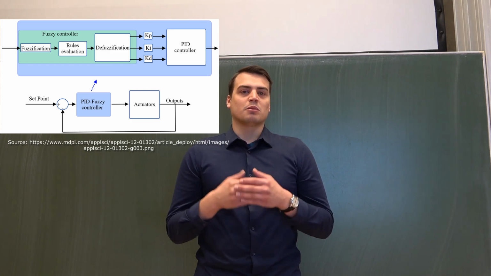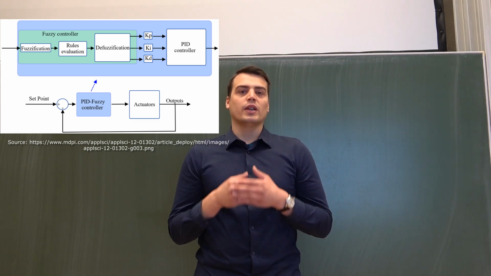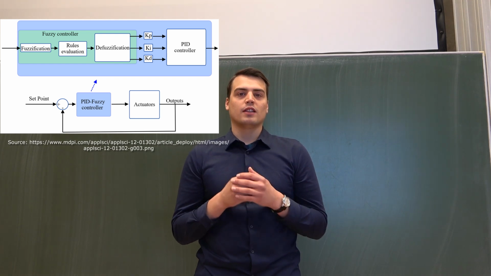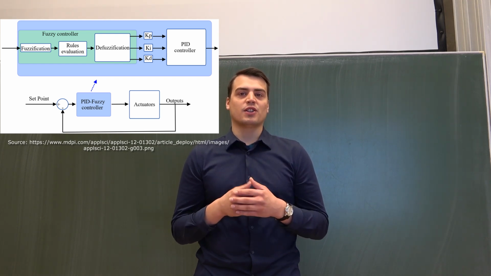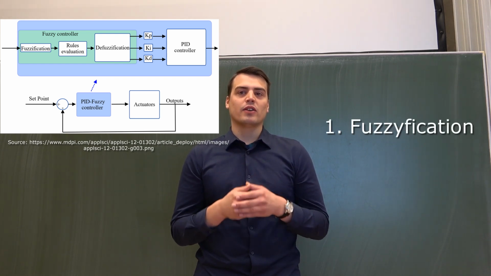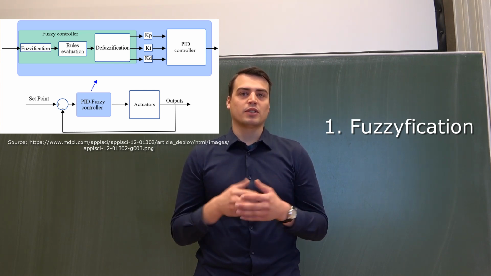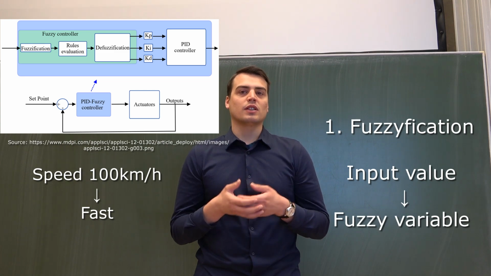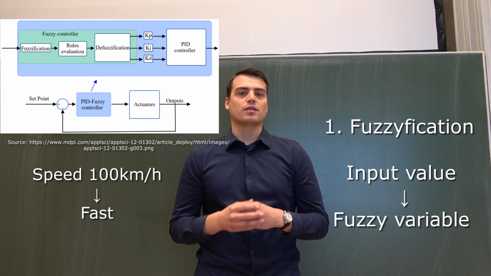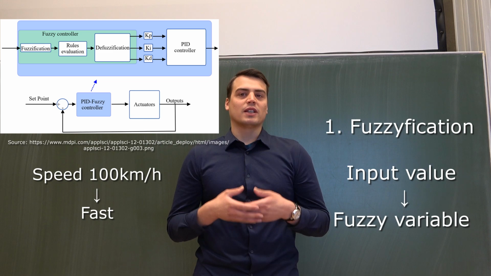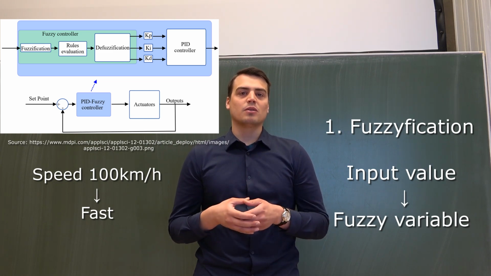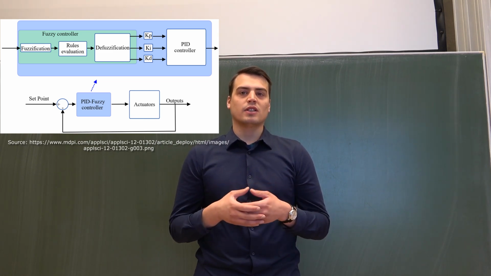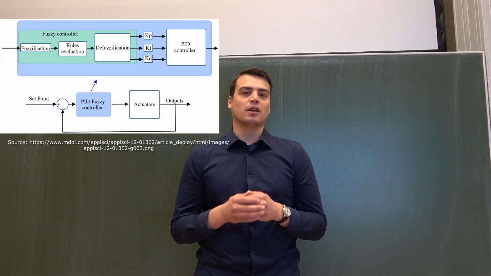The process is broken down into the following steps. The first step is fuzzification. In this step, crisp inputs like error in position or velocity are converted into fuzzy variables using predefined membership functions. These variables are represented as linguistic terms such as negative large, zero, or positive small.